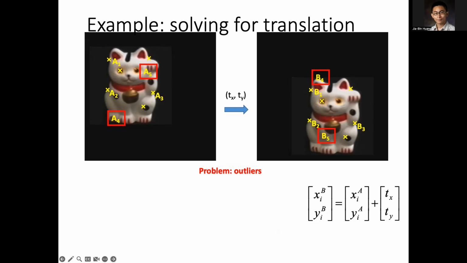Any idea? How many samples do I need to get? And here the sample is in terms of correspondence, right? Each pair of data is a correspondence. Okay, this point matches that point. But how many correspondences do I need to get in order to compute a tx, ty? Any idea?